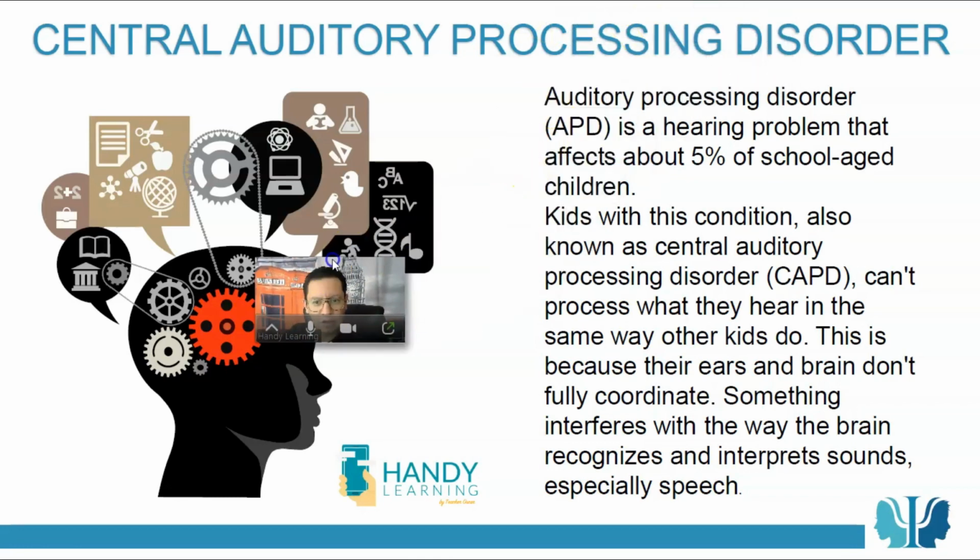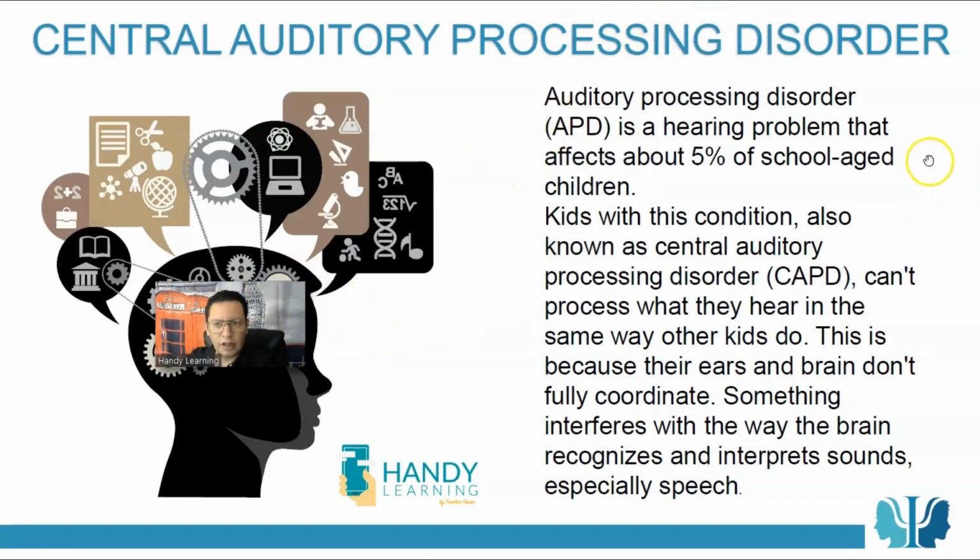Then we have the central auditory processing disorder, or CAPD, right? The auditory processing disorder, APD, is a hearing problem. So the kids with this condition can't process what they hear in the same way that other kids do. This is because the ears and their brain do not fully coordinate. Therefore, they cannot understand properly what you're saying. They listen to sounds, but they cannot process the meaning of those sounds. So this is CAPD, the central auditory processing disorder.